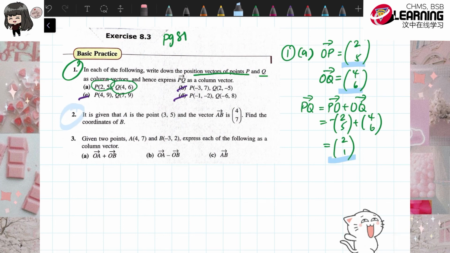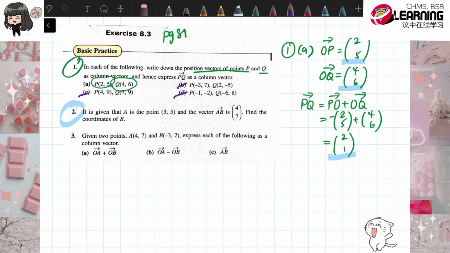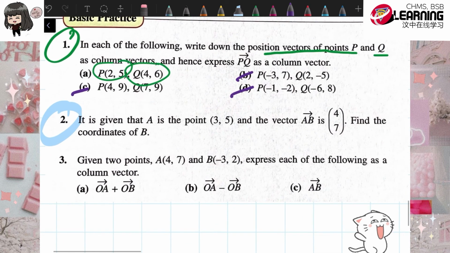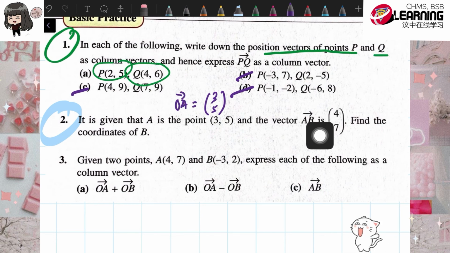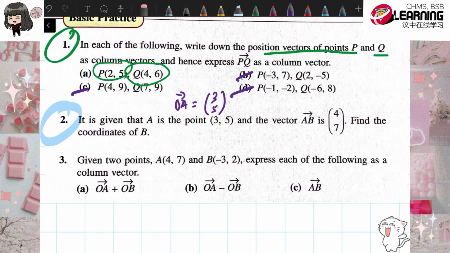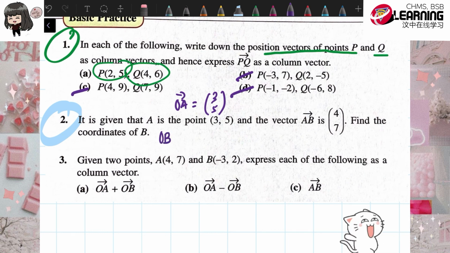Question 2, I will teach you. It is given that A is the point 3, 5, which means OA is 3, 5, and the vector AB is 4, 7. Find the coordinate of B. The coordinate of B is basically O to B.